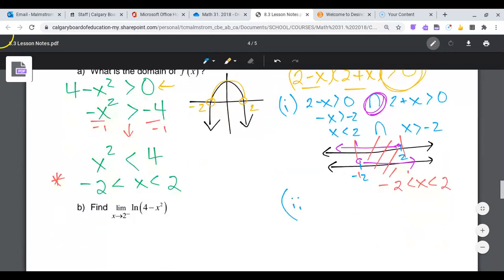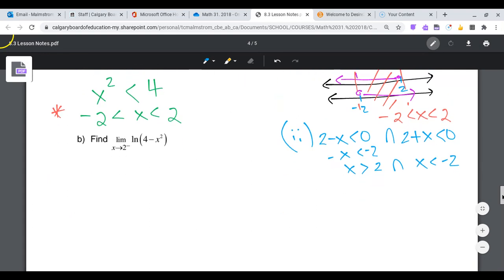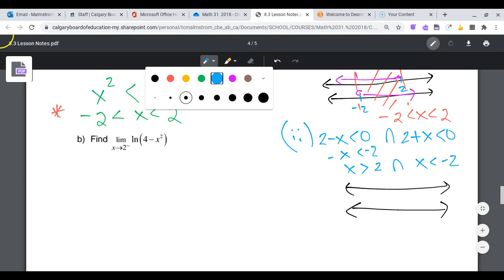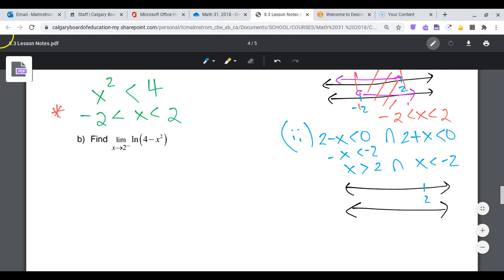Case 2 would have said that they both would have had to be negative in order to get a positive output. So it would have said that 2 minus x would have to be less than 0 and 2 plus x would have to be less than 0. So negative x is less than negative 2, so x would have to be greater than 2. And at the same time, x would have to be less than negative 2. Is that possible? Think about this on your number line. This is not an "or" statement, it's an "and" statement. We don't see a lot of "and" statements in math, but this is one of those circumstances.